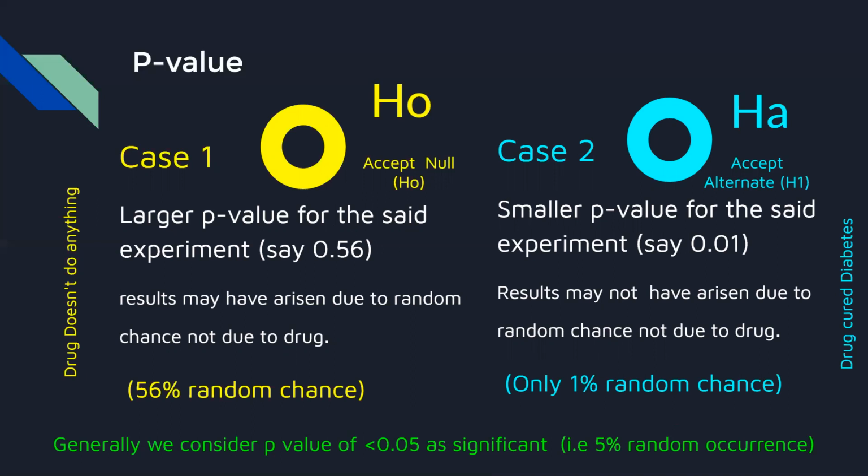Alright. However, if the p-value is very low, that is 0.01, in that case the random chance of curing diabetes is very low. That is just 1%. Okay. So it must have been cured by the drug. Hence, we accept the alternative hypothesis. Got it?